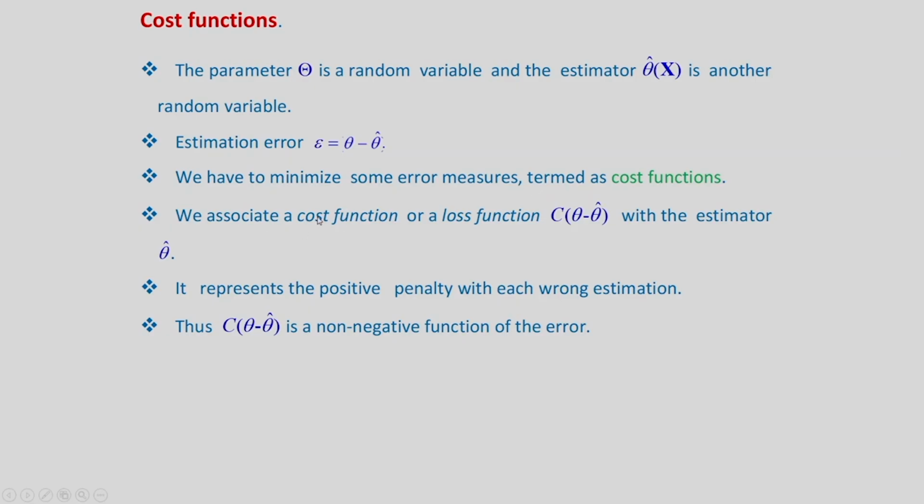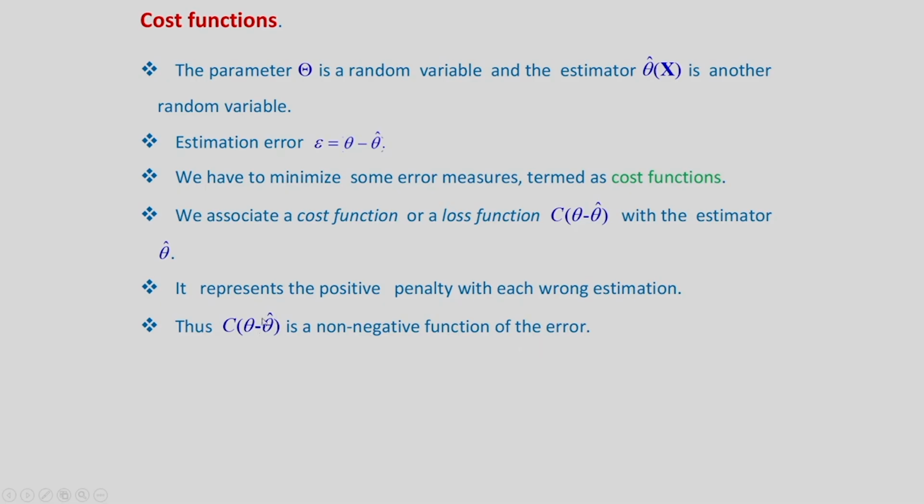We associate a cost function or a loss function of this form, C of (theta minus theta hat), with the estimator theta hat. If theta hat is the estimator, this cost function is a function of the error. Theta is the actual value, theta hat is the estimated value. So, it is a function of error. It represents the positive penalty with each wrong estimation, so this function will be a positive function. If we commit more error, then this function should be large. Thus, C of (theta minus theta hat) is a non-negative function of the error.